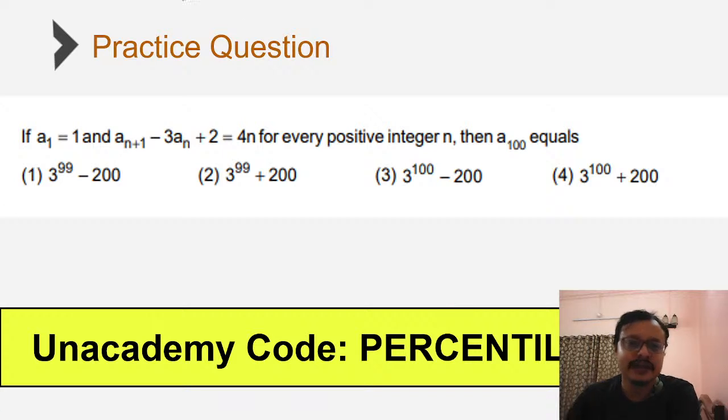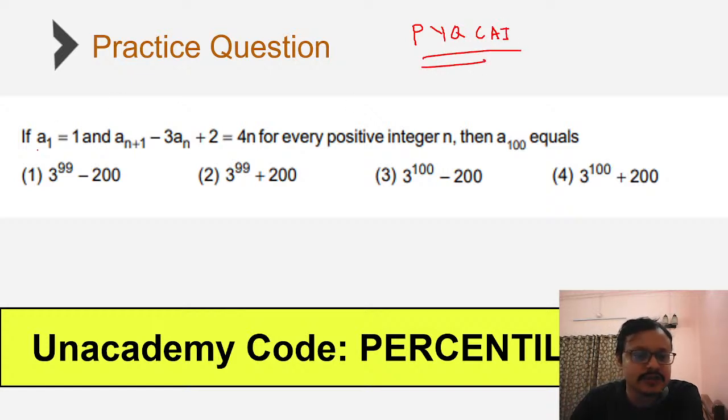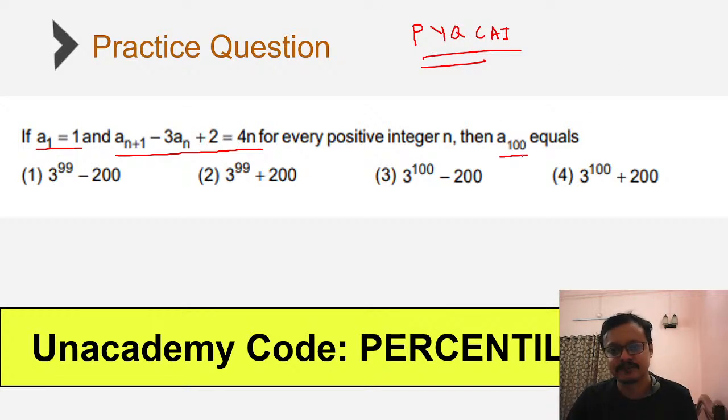With that in mind, let's get started with today's first of the previous year questions for CAT. So the first question is as follows. If A1 is equal to 1 and A(n+1) minus 3A(n) plus 2 is equal to 4n, what is the value of A100? So the question is asking you to get the value of A100 given that the value of A1 is given and the formula is given relating A(n+1) and A(n).